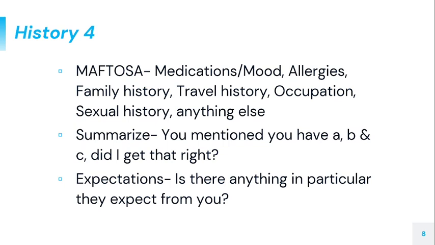And then summarize to the patient. So just tell the patient, I'd like to summarize everything you've told me. You've mentioned you have A, B, and C, and you're also hypertensive, if they say that. Did I get that right? And the patient will say yes. Is there anything else I missed? And they say no or yes. If you've missed something, then ask about the expectations at this point.